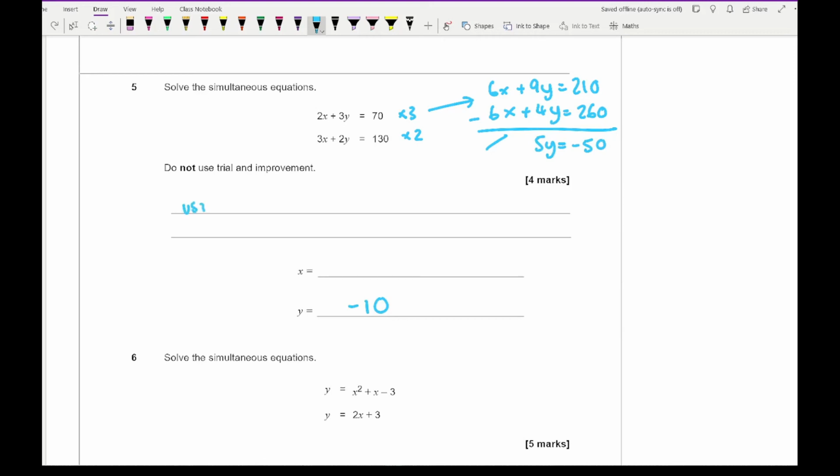Then using one of the equations, 2x plus 3y equals 70. Well, if y equals minus 10, 3y is going to be minus 30, so minus 30 equals 70. I've got 2x, so 2x equals 100, so x equals positive 50.